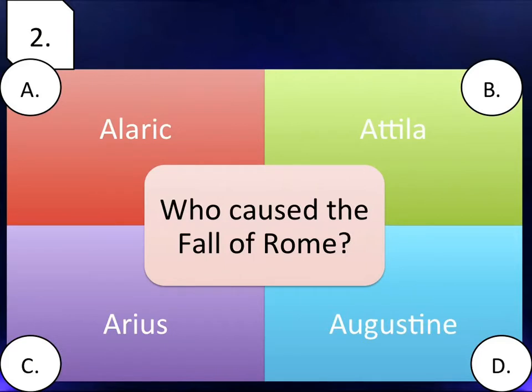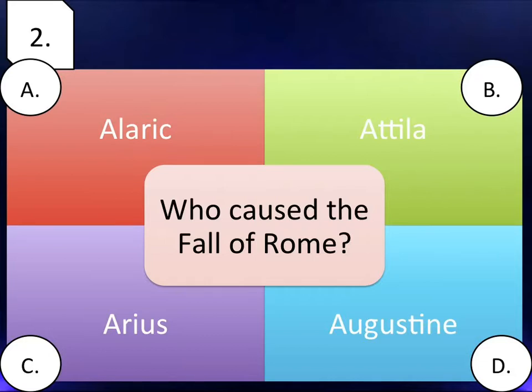Okay. Question number 2. Speaking of the fall of Rome, who caused it? Who caused the fall of Rome? I have a lot of answers that start with A here. Was it Alaric, Attila, Arius, or Augustine? Who caused the fall of Rome?